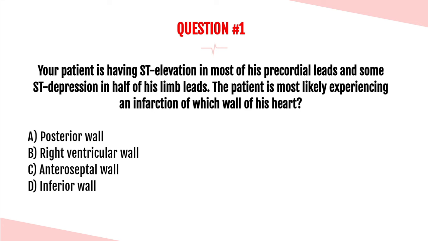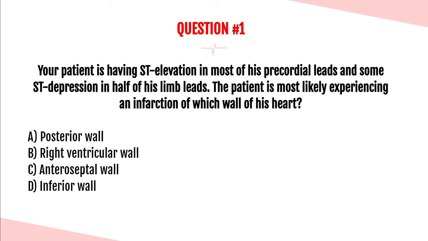So we have ST elevation in most of our precordial leads. Precordial, we're thinking precordium, aka our torso. So we know that we're dealing with leads V1 through V6 here. And we have ST depression happening in half of our limb leads. So those are the leads 1, 2, 3, AVF, AVL, AVR. The first thing I want you to know is that ST elevation trumps ST depression.